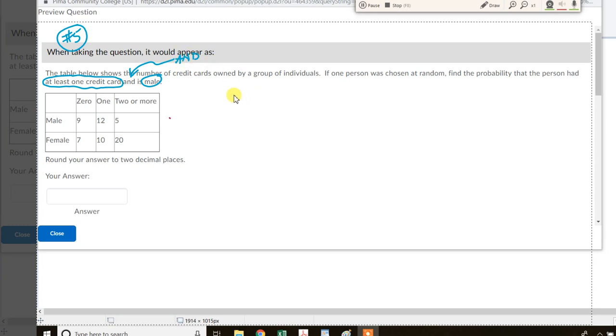Okay, so let's call the events A equals at least one credit card, and we'll call the event M is male. We could use B for male, like A and B, but I'll just stick with M. It's easier to remember. So A, at least one card, M is male. So they want the probability of A and M.